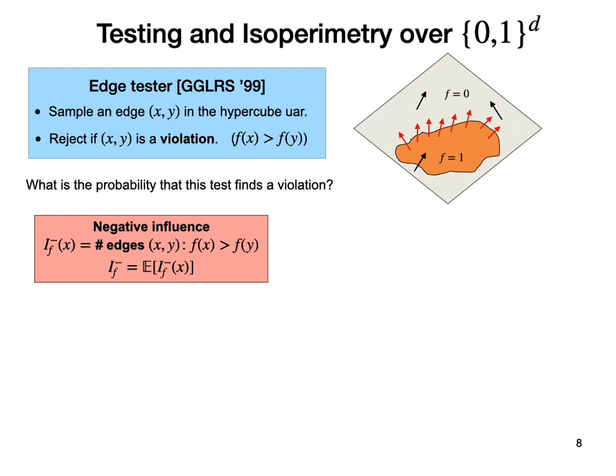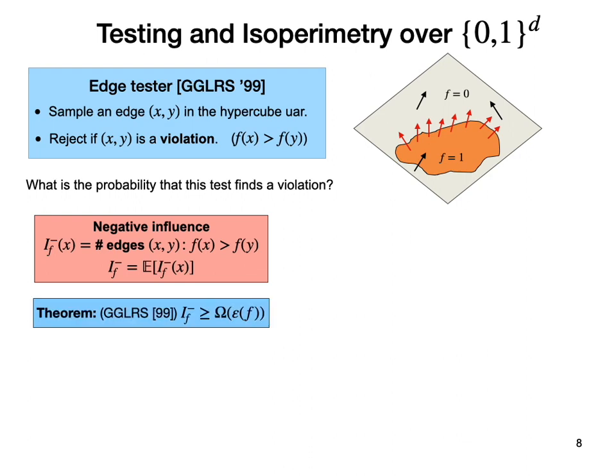So to think about this, we'll introduce a little notation. The negative influence of a function at a point x is simply the number of violating edges which are incident to x. And the negative influence of f is simply the expectation of this value over all points. And so what they proved in this original paper is that the negative influence is always Omega of the distance to monotonicity. So in other words, the number of violated edges is always at least epsilon of f times 2^d.